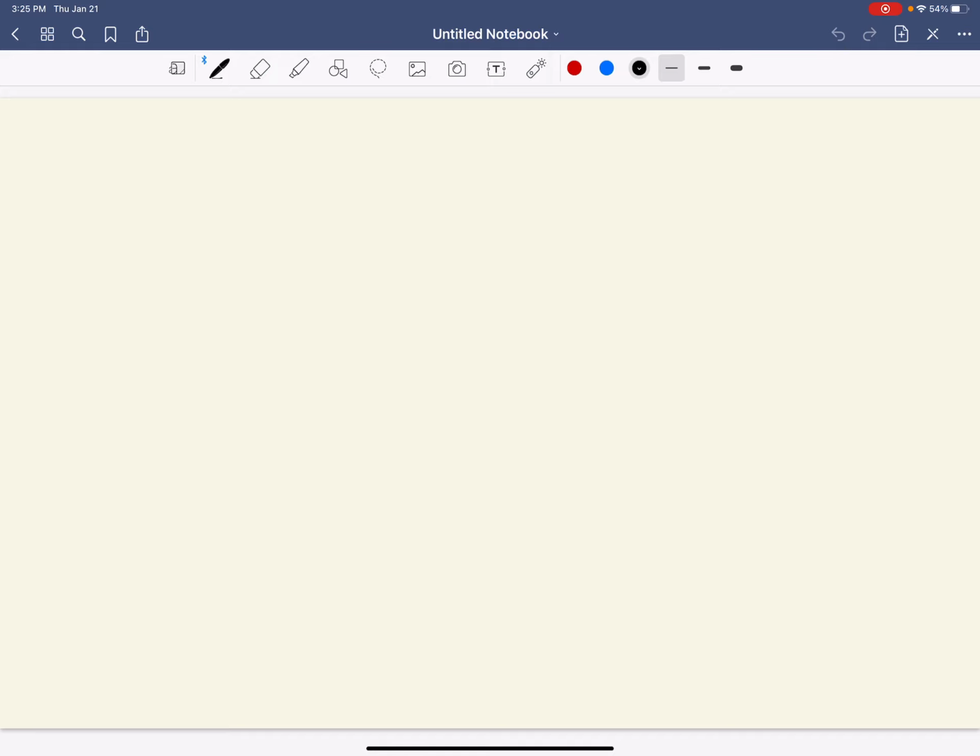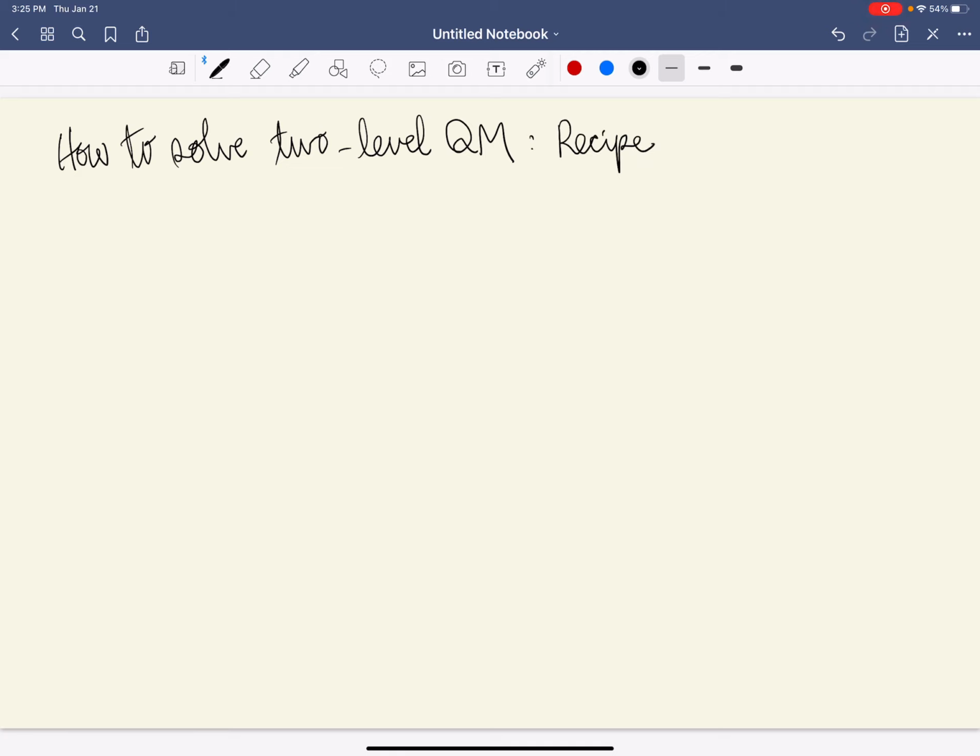Okay, so in this lecture, I will try to show just exactly how to solve a two-level quantum problem, or two-level quantum mechanics. So this is like a recipe that you can master and use over and over every time you encounter a two-level problem.